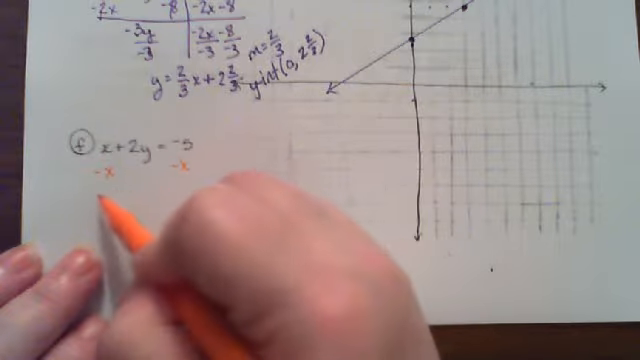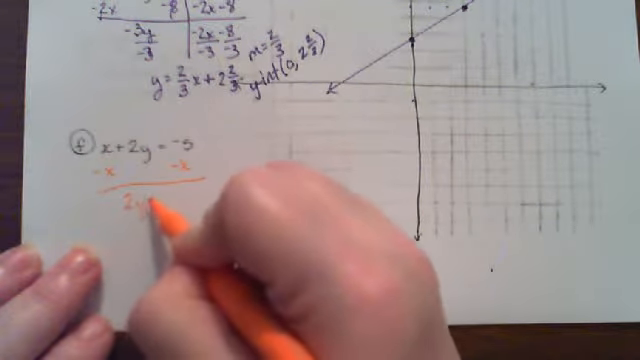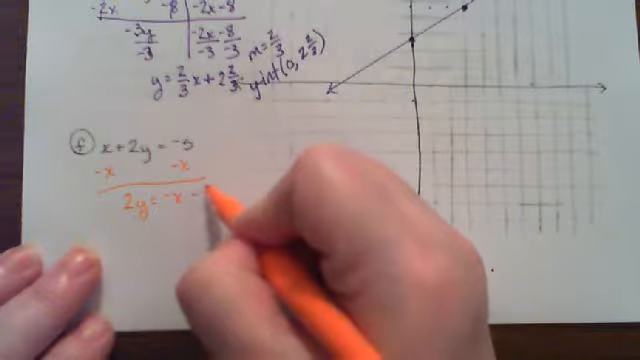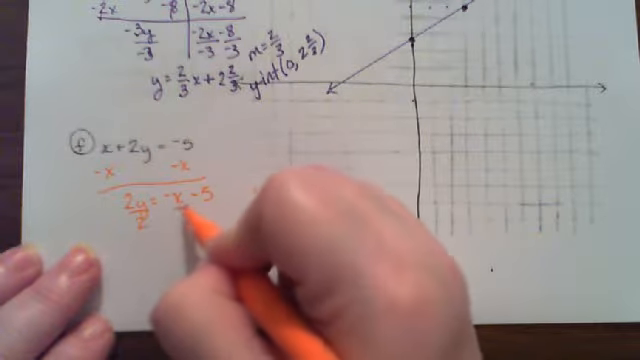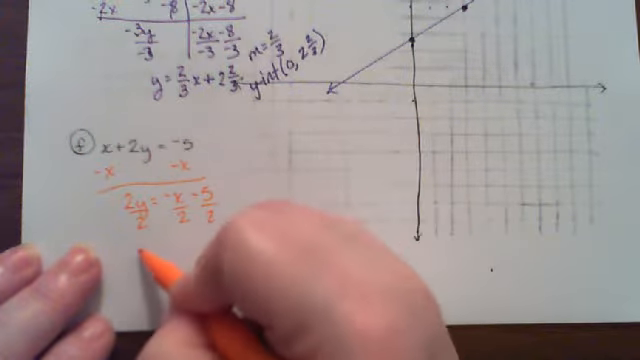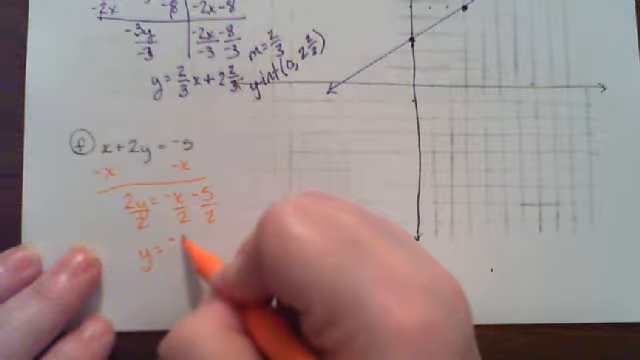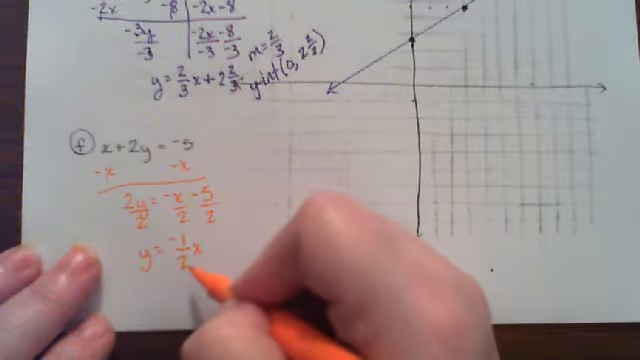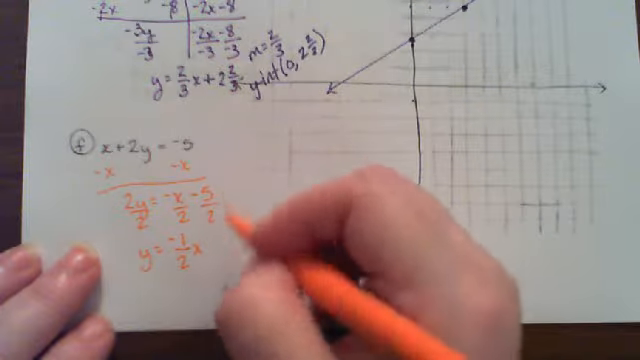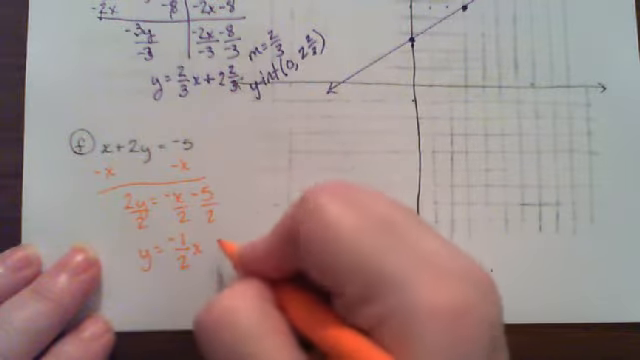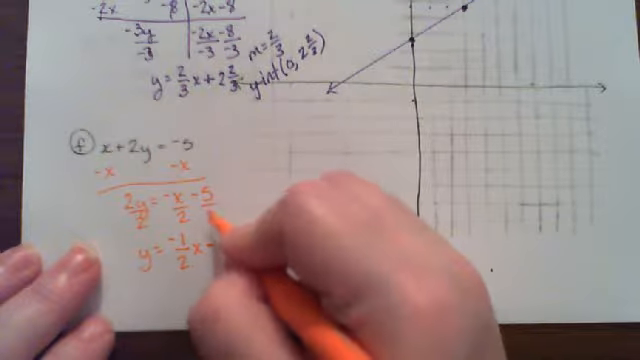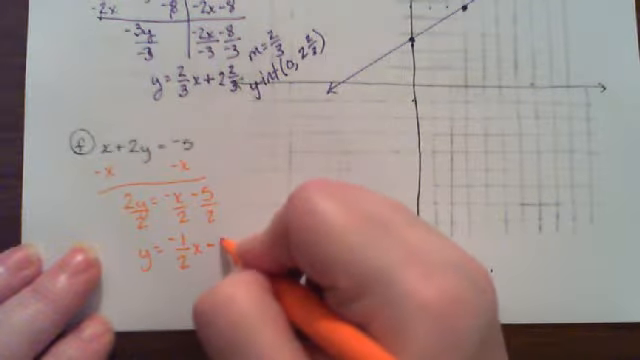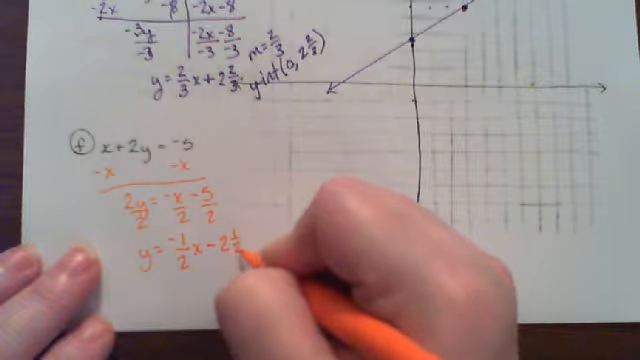subtract x from both sides. 2y equals negative x minus 5. Divide both sides by 2. Y equals negative 1 over 2x. Right? Because that's the fraction. There was a 1 in front. And then minus 5 over 2. 2 goes into 5 2 whole times with a half left over.